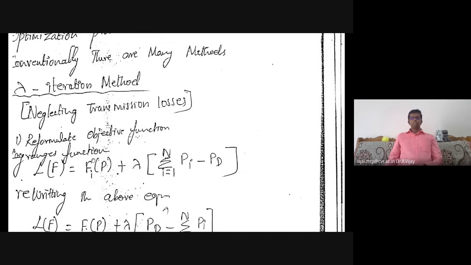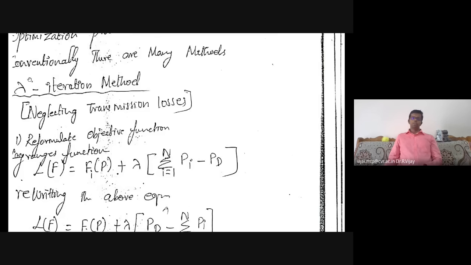So what is the objective function here? Minimize the total fuel cost, that is Fi of Pi. Okay, Fi of Pi is the objective function, plus a constant, we are adding this as lambda. Okay, so you might have come across the question of why you are adding lambda like that. Okay, so this method itself is the lambda iteration method, so we are adding the lambda.